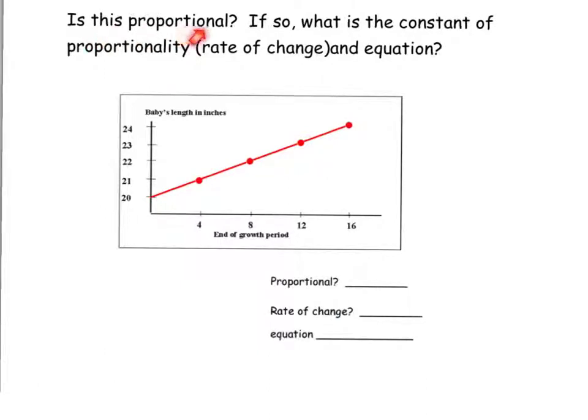Next example, is this proportional? If so, what is the constant of proportionality and the equation? Well, it does form a straight line, but here is where 0, 0 is, and the line does not cross through 0, 0, so there's not that 0, 0 relationship. It looks like it goes through at 20, so the y-intercept would be 20, not 0. So no, this is not proportional.